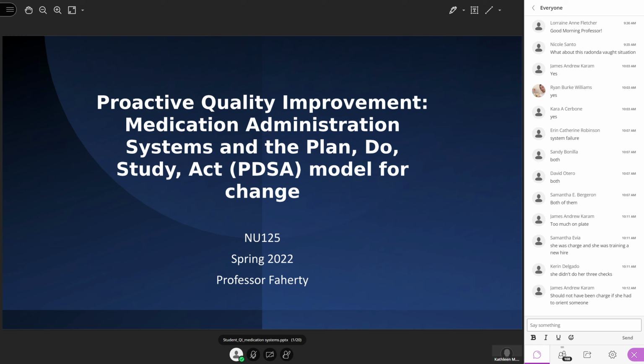James Karam. What are the system failures? What was wrong? How did the system fail her? I personally think that if she's charge nurse, she shouldn't also be in charge of orienting someone. Okay, so that's the first. So you think that's a system failure. What else? What else about the system, the way it was set up, failed her?